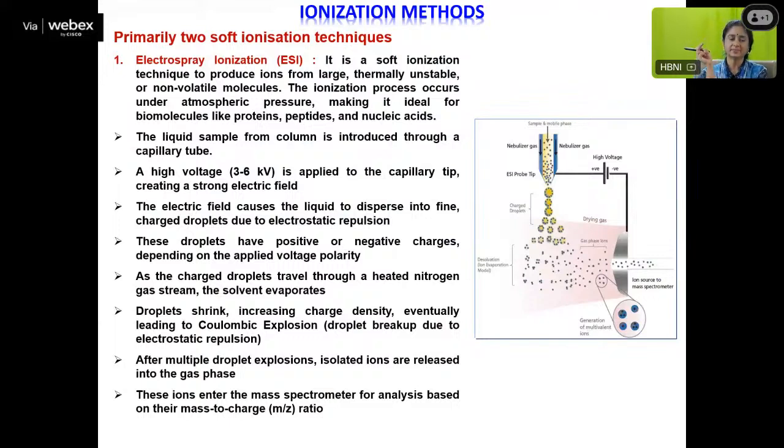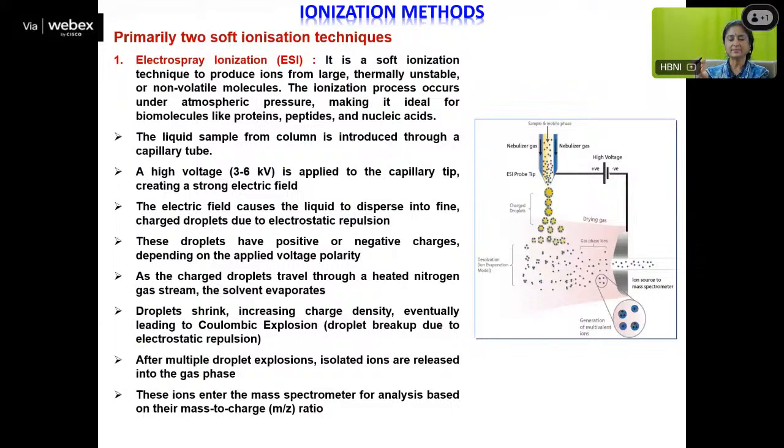So in case of LCMS, primarily two types of ionization techniques are there. One is the electrospray ionization technique. It is actually a soft ionization technique to produce ions from large, thermally unstable and non-volatile molecules. The ionization process occurs under atmospheric pressure, making it ideal for biomolecules like proteins, peptides, and nucleic acids.